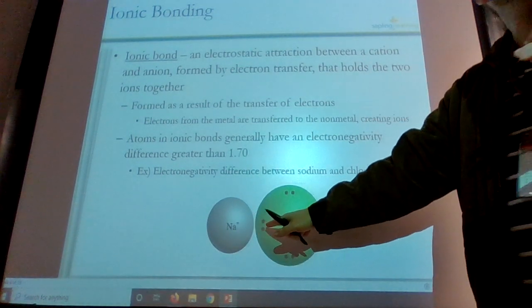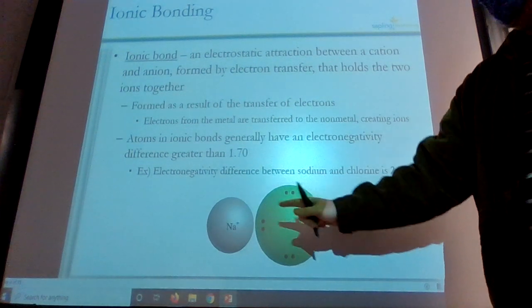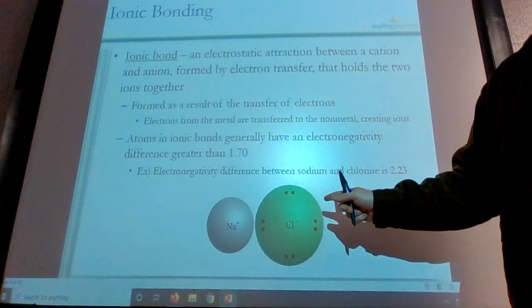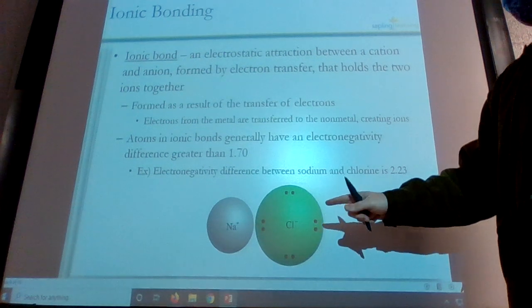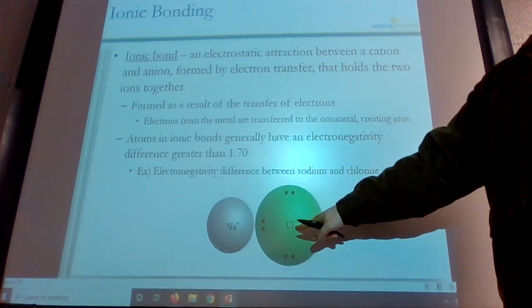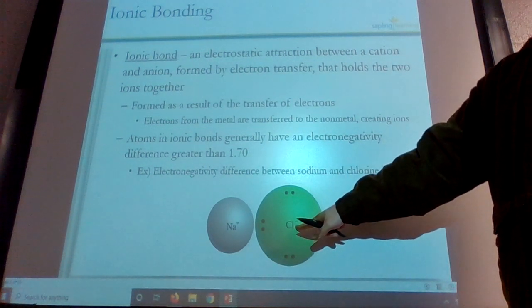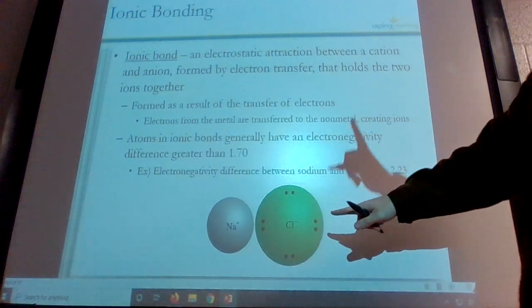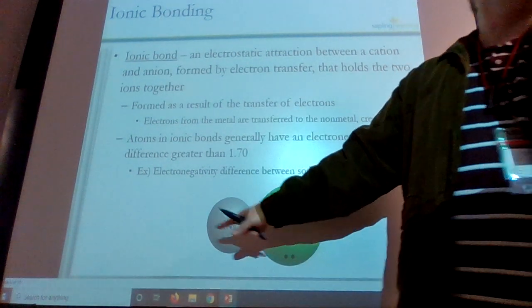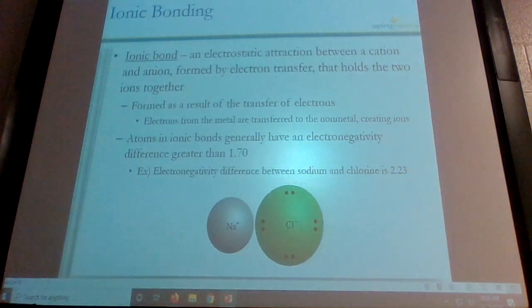An electron left the sodium, went over to the chlorine. Now the chlorine has how many electrons? 8, and it has one extra electron, so what's its charge? -1. It's got that one extra electron. The sodium lost an electron, so now it has one less electron. It's going to be a plus charge.